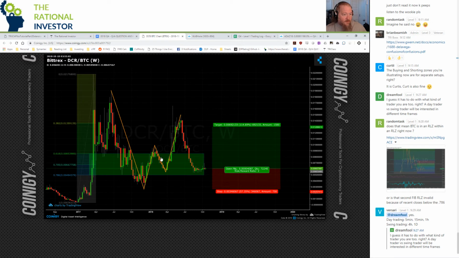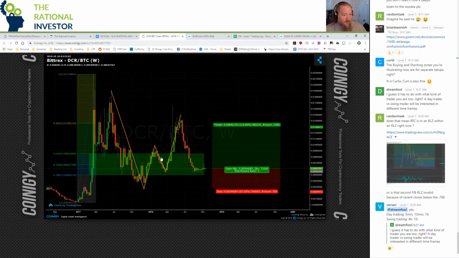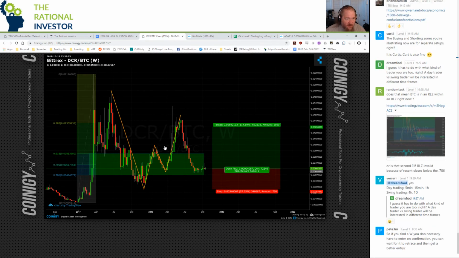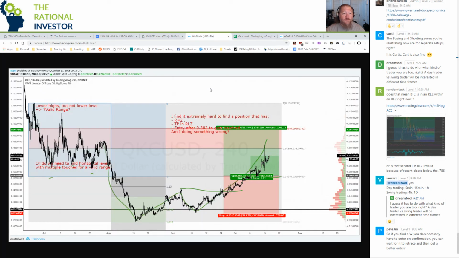So what I'm seeing here is we had this big W that's drawn on the chart. That confirmed when price closed above this level. Pete says, so if you find a W, you don't necessarily need to enter on confirmation. You can wait for it to retrace. Absolutely. That's what I do most of the time.